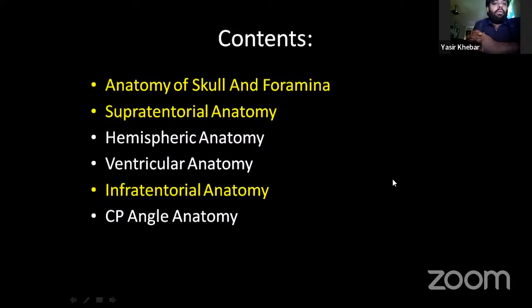The contents of my presentation today start with the basic bony anatomy of the skull and the various foramina and their contents, followed by supratentorial anatomy, which will deal with the hemispheric anatomy as well as the ventricular anatomy, comprising all four ventricles: both the lateral, third, and fourth ventricles. This will be followed by a brief infratentorial anatomy, in which we will also discuss the cerebellopontine area.